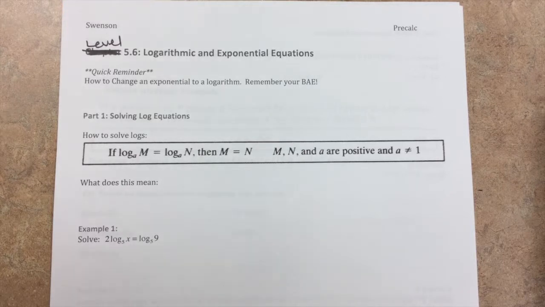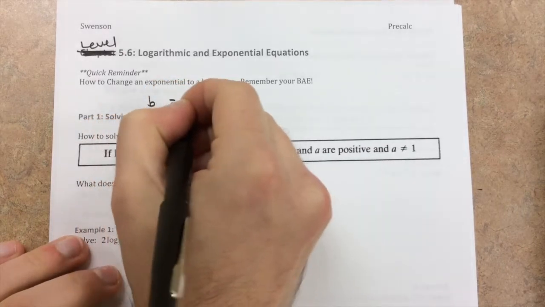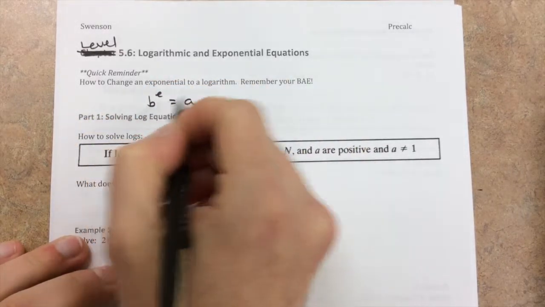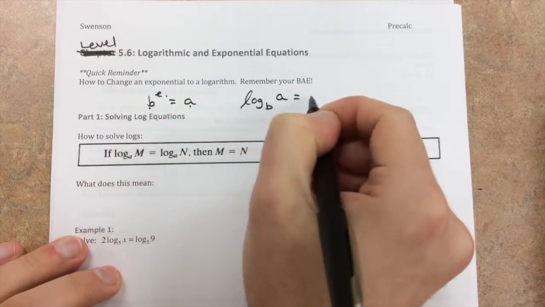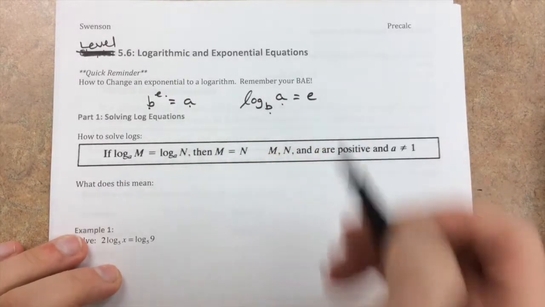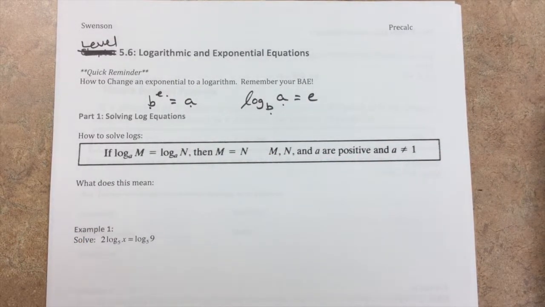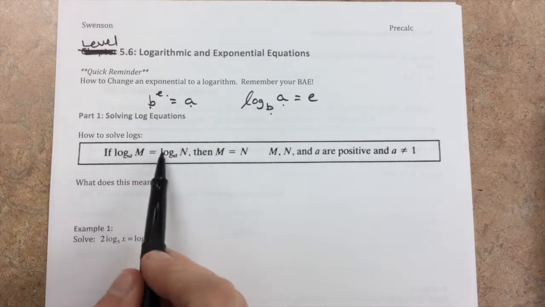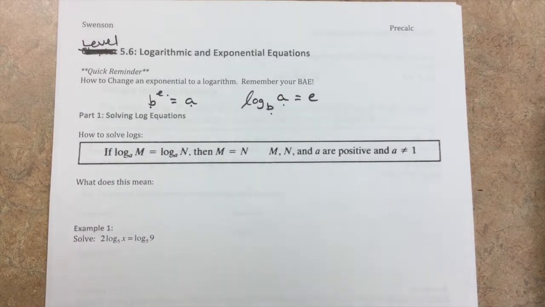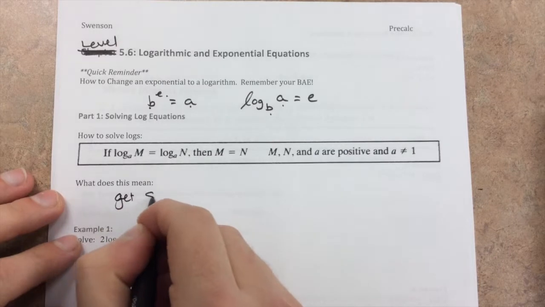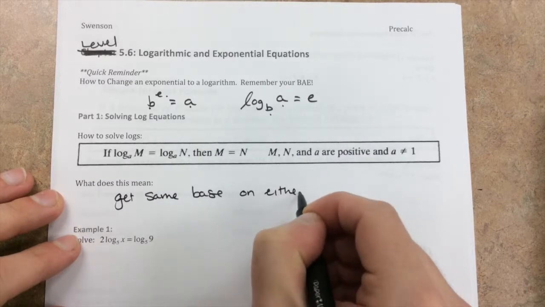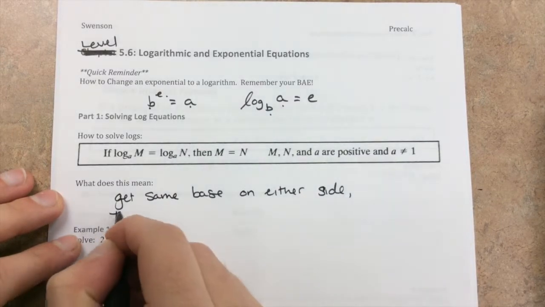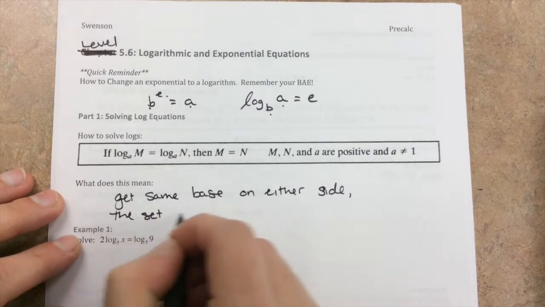Just remember your BAE. Remember, we have our base, answer, exponent. Base, answer, exponent would be log base b of a equals our exponent. That's our BAE. So if we have two logs that have the same base, that means the insides have to be equal, provided that the base is not equal to 1. So what does this mean? Get the same base on either side, then set the insides equal to each other.